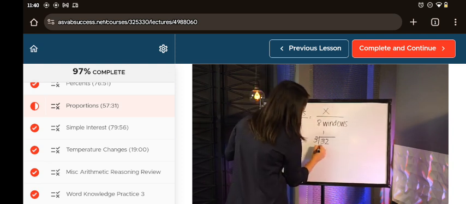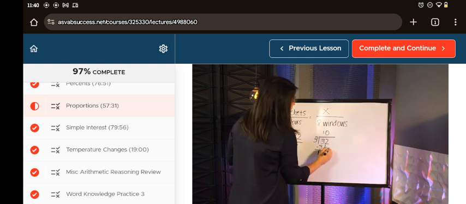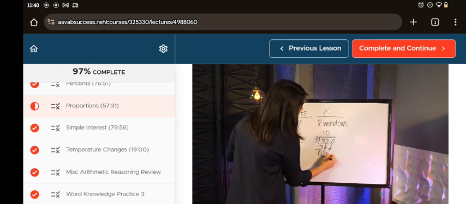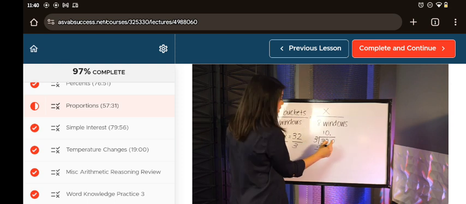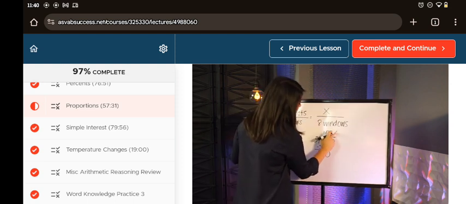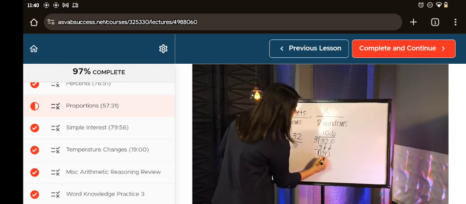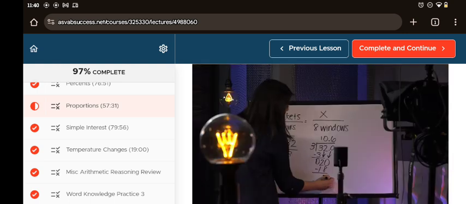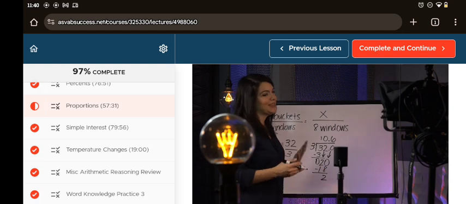3 goes into 3 one time. Sorry, that's a 0. We bring down the 2. 3 goes into 2 0 times. We can add a 0 and bring it down. But if we do that, remember we have to put a decimal point up here, okay? 3 goes into 20, 6 times. 3 times 6 is 18. 20 minus 18 is 2. So we have 10.6, and we're going to stop there because if not, it's going to get a little complicated.